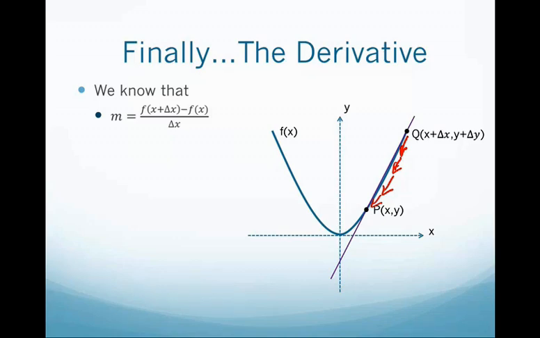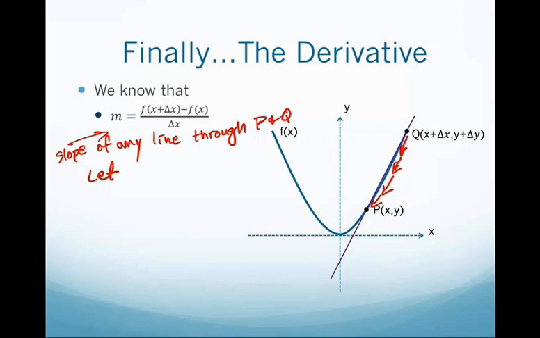Okay, so we know this general expression, the slope of any line through P and Q. That's what this expression is. But what we're going to do is say, all right, let's let Q get closer and closer to P, okay?